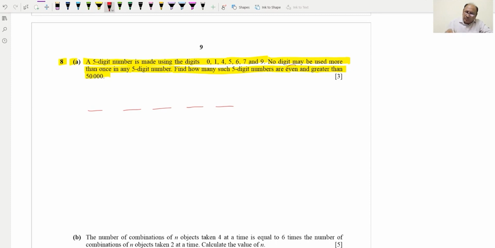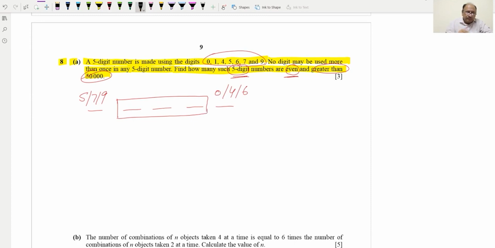So the condition is that it should be a 5-digit number which should be even and greater than 50,000. So for greater than 50,000, it can be 5 or 7 or 9 here. From these numbers we can take only 5, 7 and 9 at the first location, and at the end we can take 0 or 4 or 6 because we need even numbers. So ending with 0, 4 and 6. By the rule of divisibility, even numbers are ending with 0, 4 and 6. So in the middle, the rest of the numbers can be shuffled.